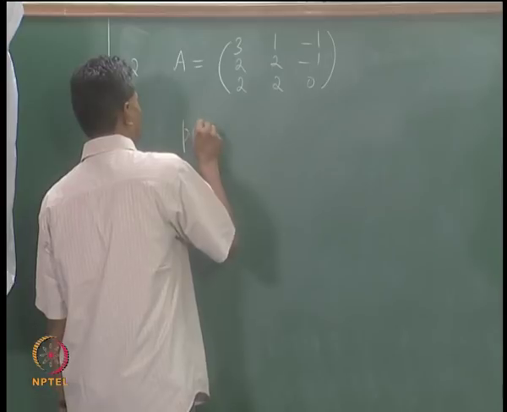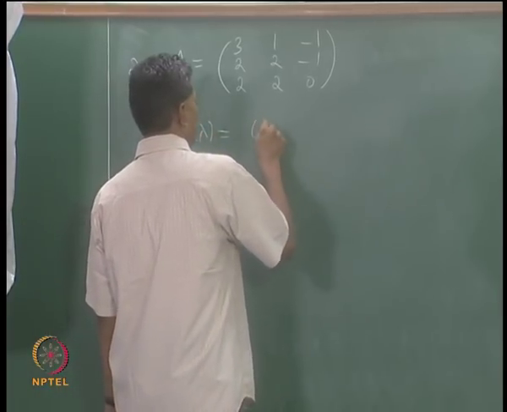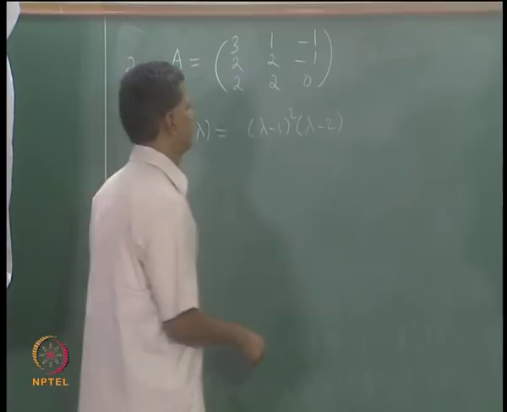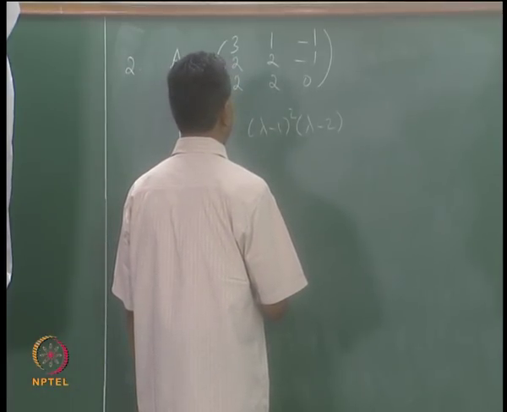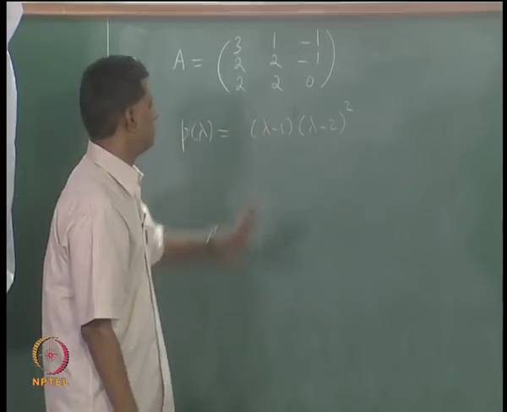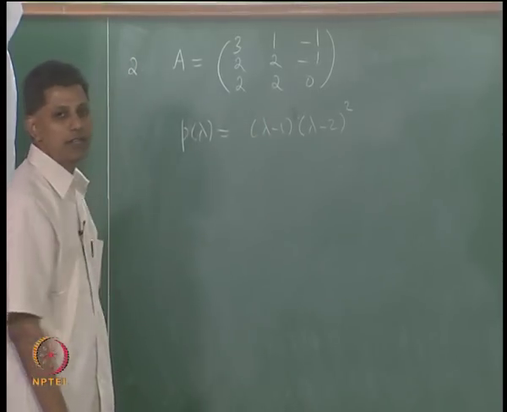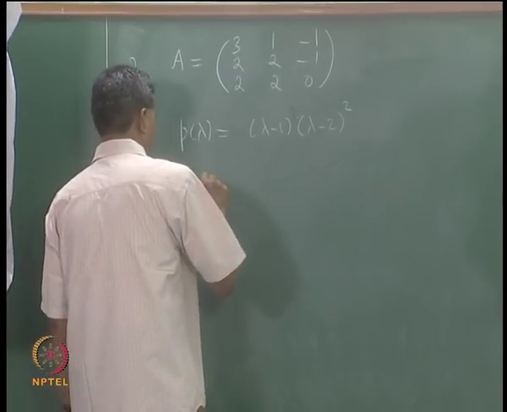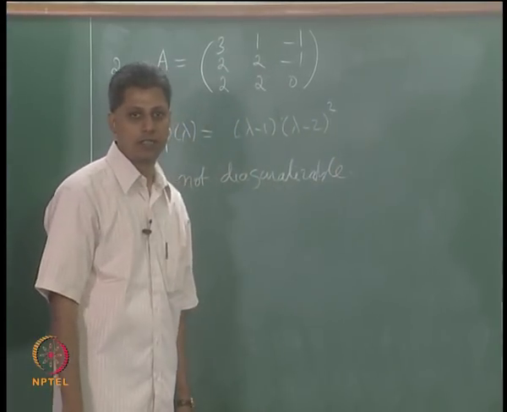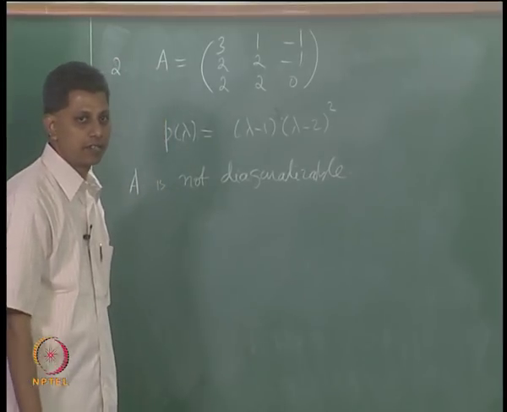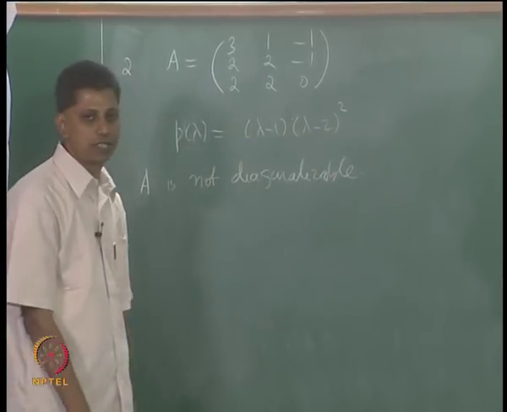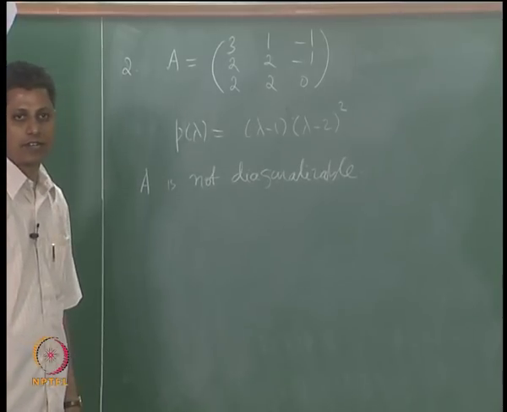What is the characteristic polynomial for this matrix? We have verified: lambda minus 1 the whole square into lambda minus 2. Okay. Lambda minus 1 into lambda minus 2 whole square. This matrix is not diagonalizable simply because it is defective with regard to the number of eigenvectors. There is no problem with the eigenvalues. Eigenvalues are there. 1 comes with multiplicity 1, 2 comes with multiplicity 2. But it does not have enough eigenvectors. It has only 2 eigenvectors.